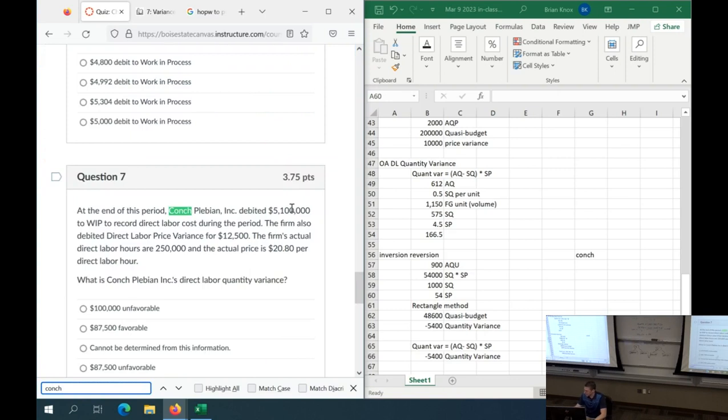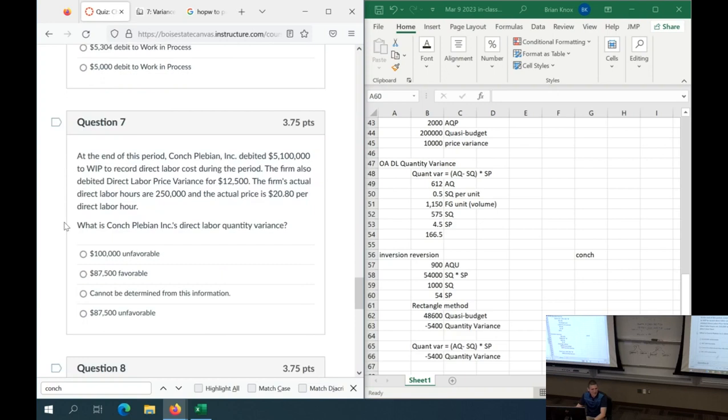All right, let's try and find this thing. Conch Plebeian Incorporated. Wow. This is a good one to look at? Okay. At the end of this period, Conch Plebeian Incorporated debited $5.1 million to WIP to record direct labor costs during the period. We're debiting to WIP. Is that at full actual or at full standard? That's got to be at full standard. I remember that rule of thumb. So that 5.1 million is the standard quantity of direct labor times the standard price of direct labor, given actual volume of production.